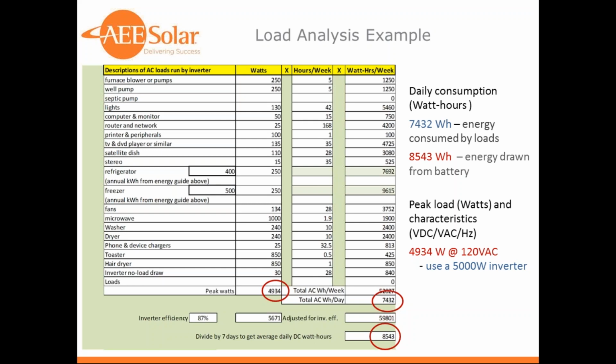So we actually come up with a figure of about 8.5 kilowatt hours a day, 8,543 watt hours in a day. It's the actual energy drawn from the battery, even though the loads are only consuming about 7.4 kilowatt hours. And again, our peak load is just about 5 kilowatts. So we really want to size this for a 5 kilowatt inverter to be able to run all those loads at once.